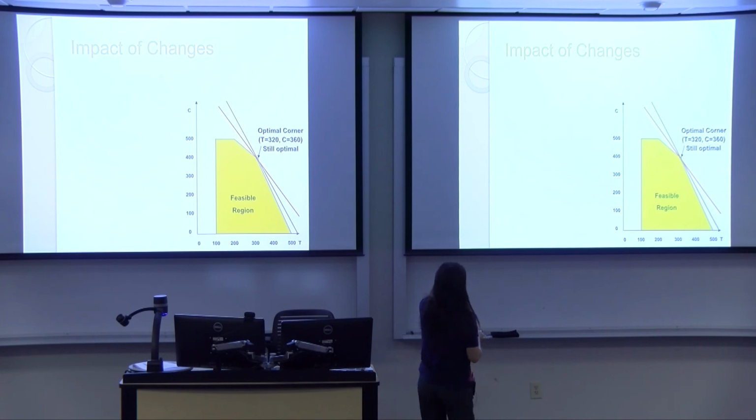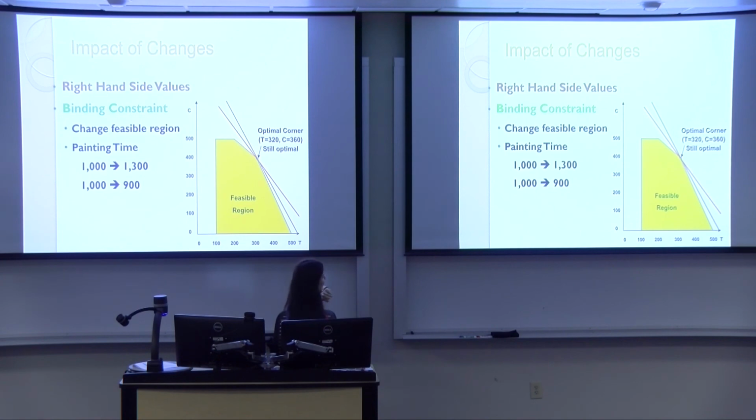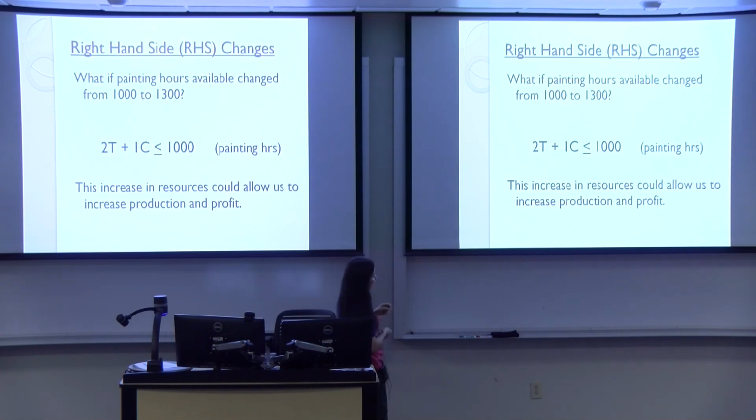Here we are looking at the binding constraint. If you change it, you must change the feasible region, right? Here I have an example: the painting time changed from 1,000 to 1,300, or to 900. Let's look at what happens if I increase the painting hours. This increase in resources could allow us to increase the production and the profit.